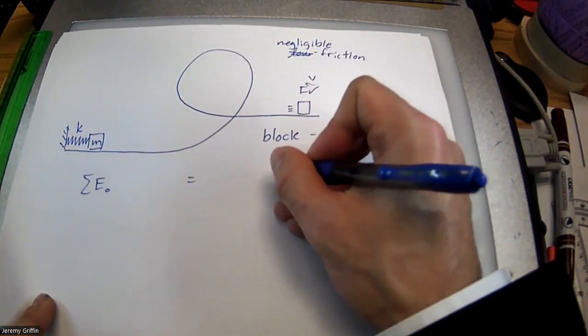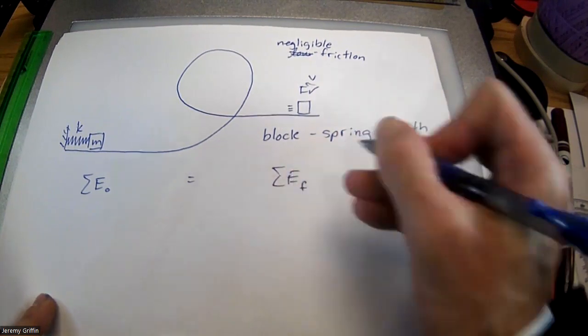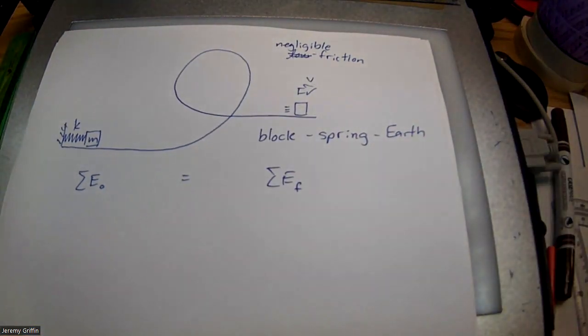Sum of energy initial equals sum of energy final. Okay. Go ahead and write out the conservation of energy equation for that right there. Give you guys a head start. All right, you guys figured it out?